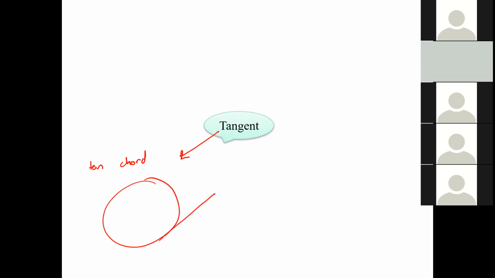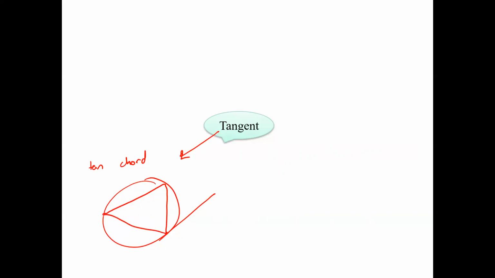We've got a tangent, a circle and a triangle with the line going across, a chord. Can everyone see that? Which means that this angle there, whatever we're going to call it, should be equal to the angle. So there's our tan chord theorem.